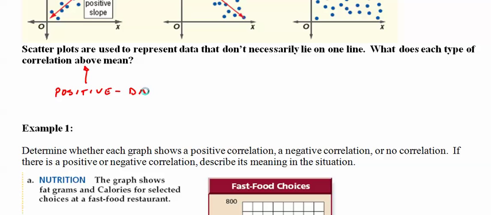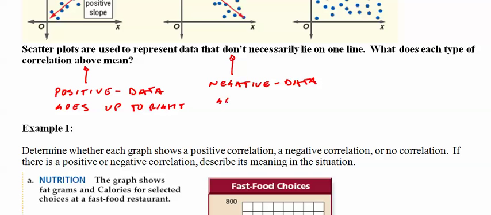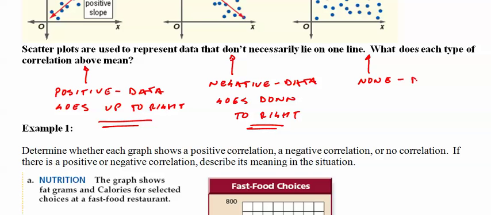Data goes up to the right. This is negative. Data goes down to the right. So we're basically just describing the data. This is none. Data goes everywhere.